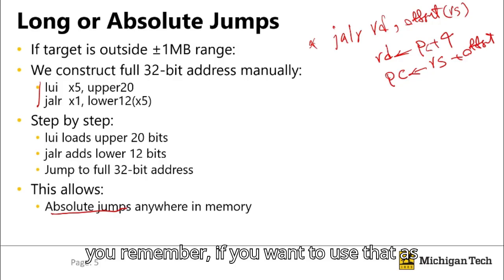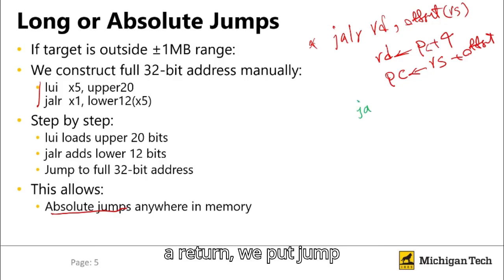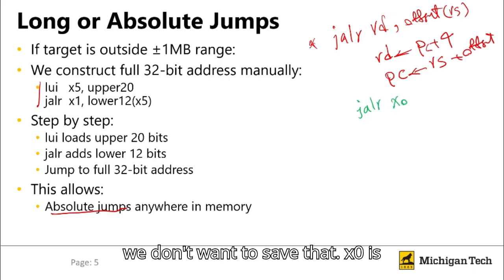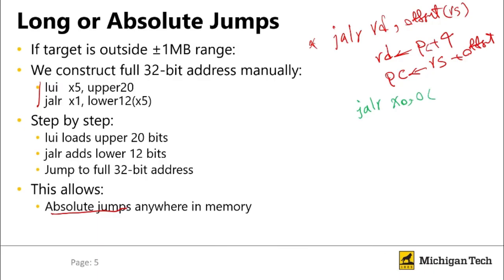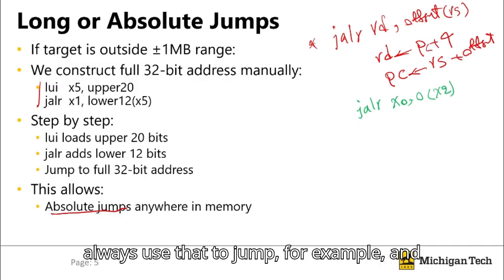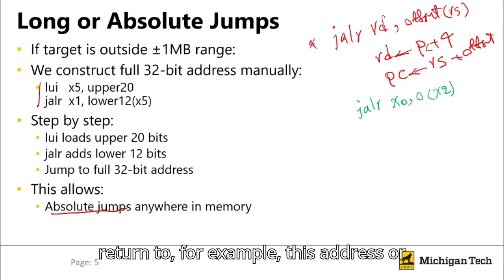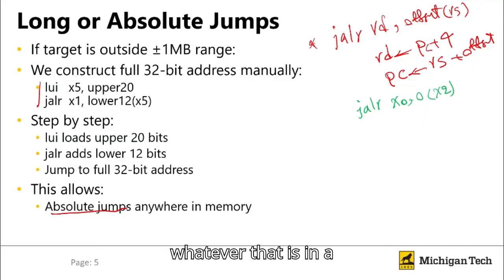Most of the time, if you remember, if you want to use that as a return, we put jump and link return x0, because we don't want to save that. X0 is always 0, and offset can be any number, like we can put 0, and rs is, for example, stack pointer, like x2, that we always use to jump and return to, for example, this address or whatever is in a stack.